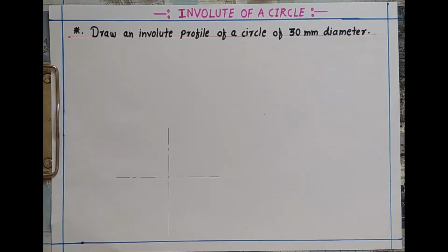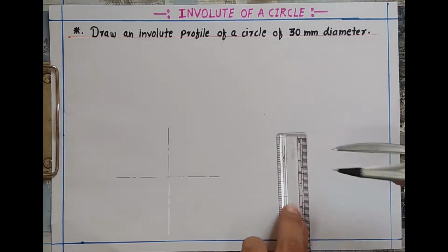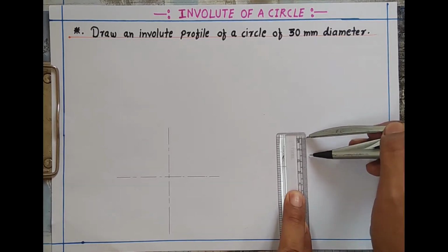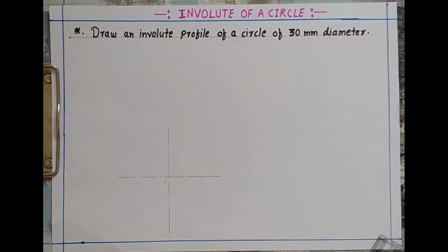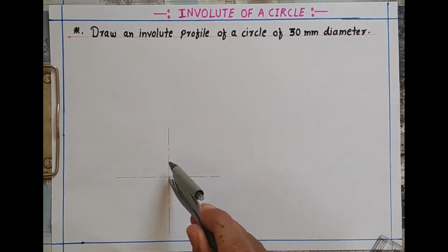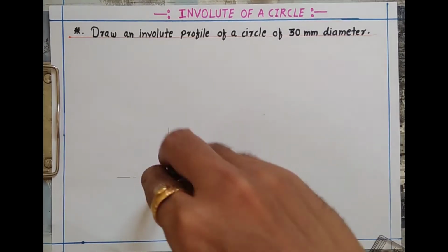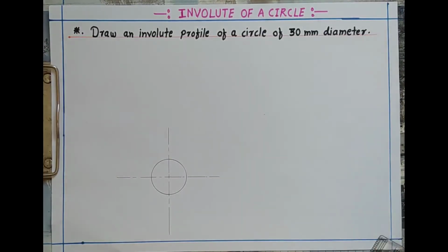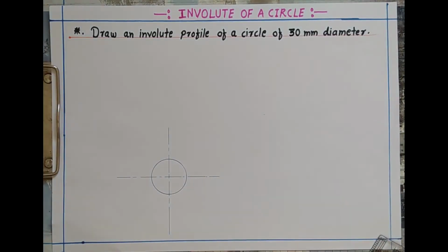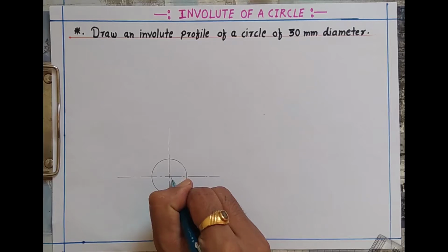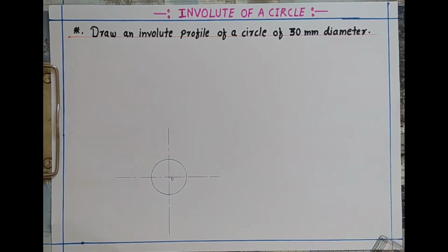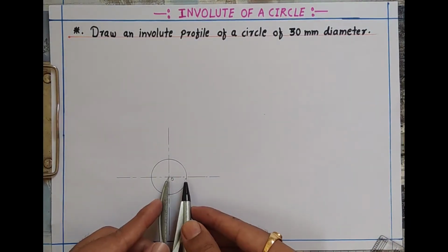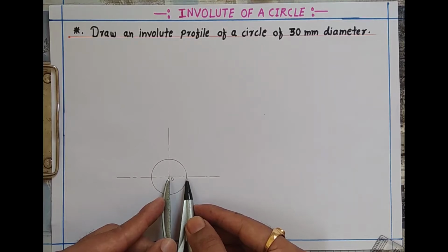Okay, so we set the radius in our compass equal to 15 mm. With 15 mm as the radius, we place the center of the compass at the intersecting point of the two axes and draw a circle. This is step number one: we draw a circle with a diameter of 30 mm. After this, we have to divide that circle into 12 equal parts.